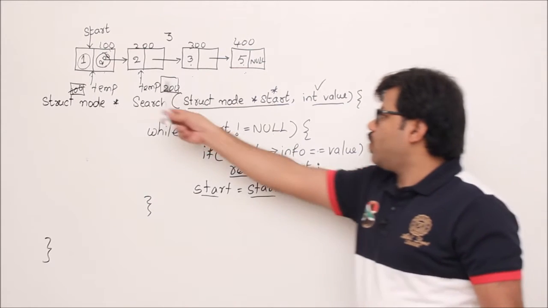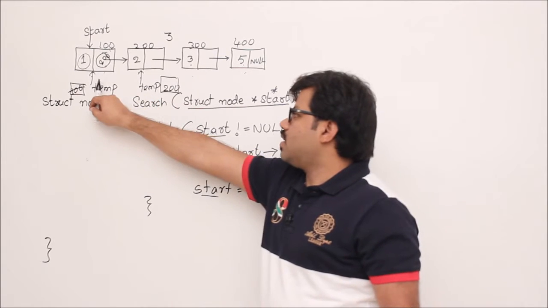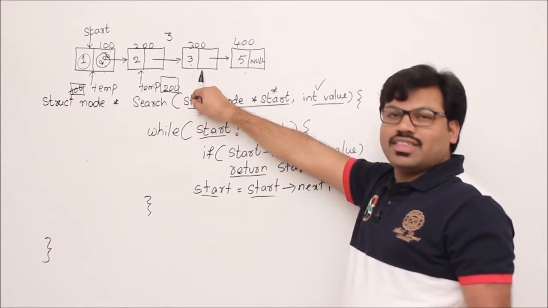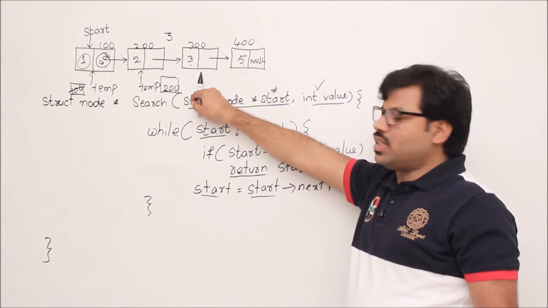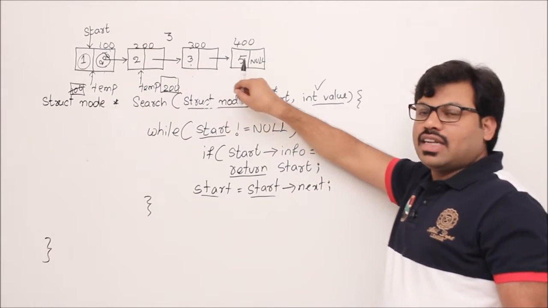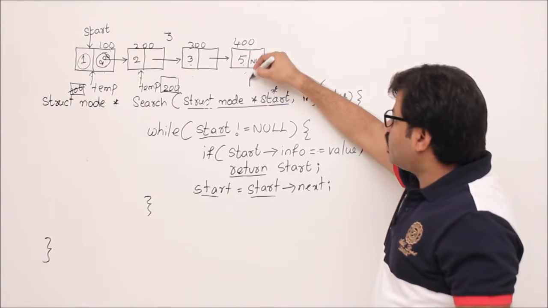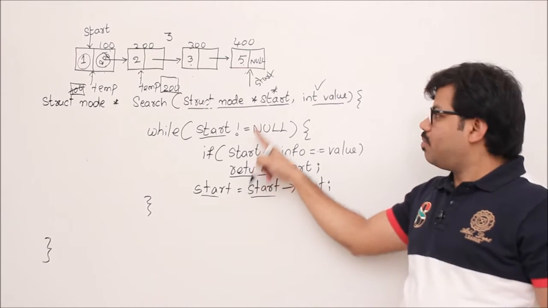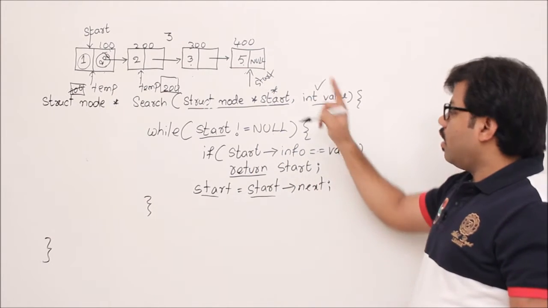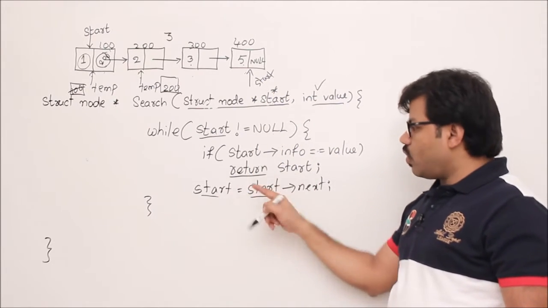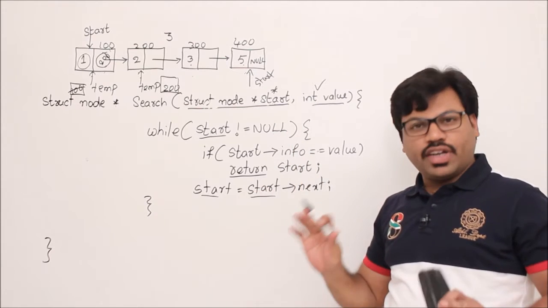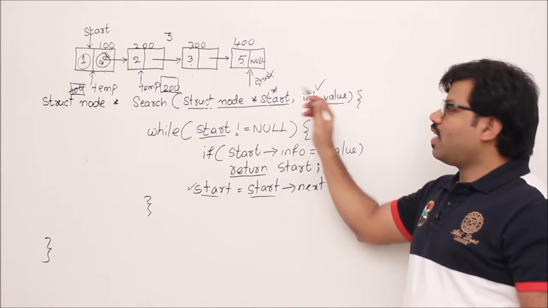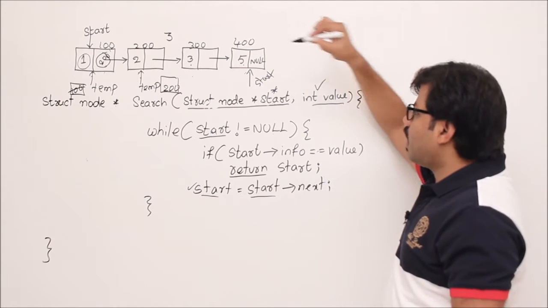What happens if you do that, for example: initially start is here, next time start is here, that means 200. Next time, if you do start equal to start cap next, it will become 300. Next start will become 400. When you are at start, still your while loop will not be false, correct? Because still start is not equal to null. Next time, if you continue, and let's say you don't get the value, then control comes here and start equal to start cap next.